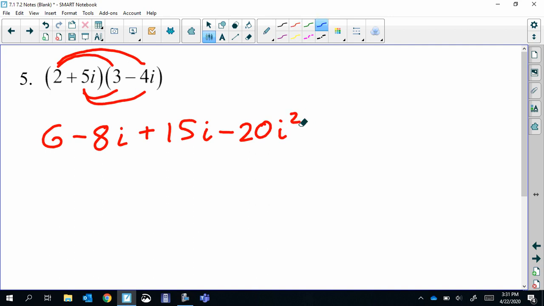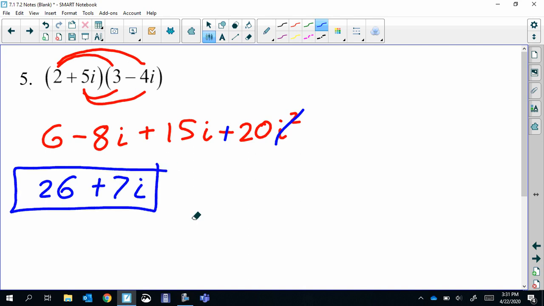Right at the very beginning of this, we talked about i squared is negative 1, so whenever I see i squared, I cross it out, multiply it by a negative, which changes the sign. Cross it out, change the sign. Now combine like terms. So 6 and 20 makes 26. That's our real number part. Negative 8, positive 15 is positive 7i. That's our imaginary number part.